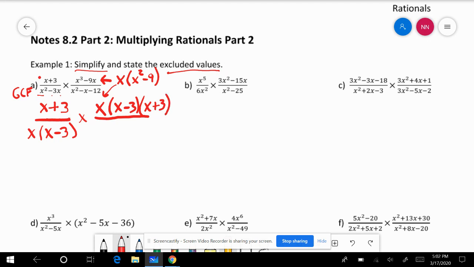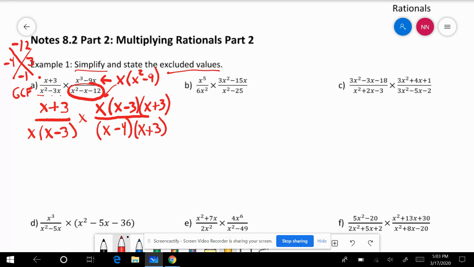Now, looking at our denominator, we notice that it's a trinomial. If it's a trinomial, then that means we're going to be using the x. So we're looking for two numbers that multiply together to give us negative 12 and add up to negative 1. That would be negative 4 and 3. So what we have is x minus 4, x plus 3. Now, that right there is the difficult part.